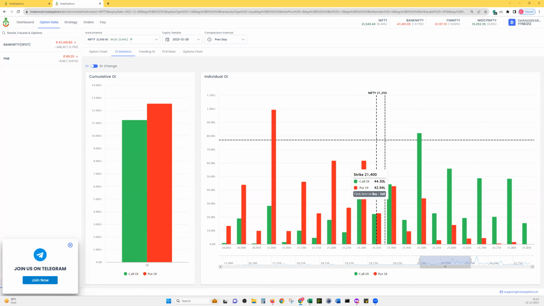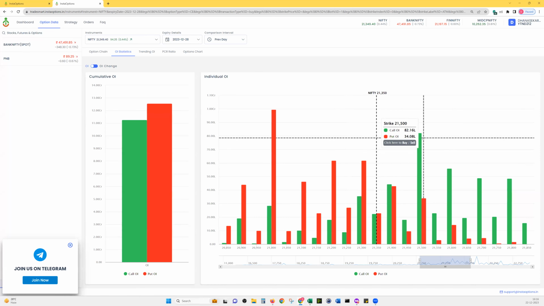Now I'm just going to ask you a question. Here you can see the call option says 82 lakh open interest. Put option is 34 lakh open interest. So the 82 lakh contracts open in call option, whether it is long or short, whatever you see here, is it short or long? Exactly, it's a short position.